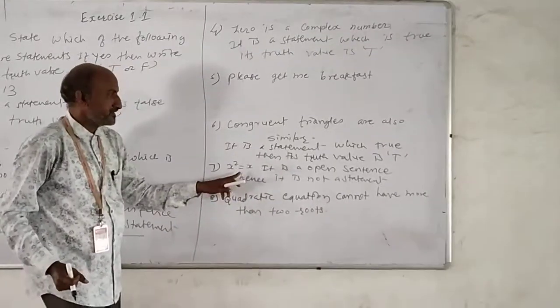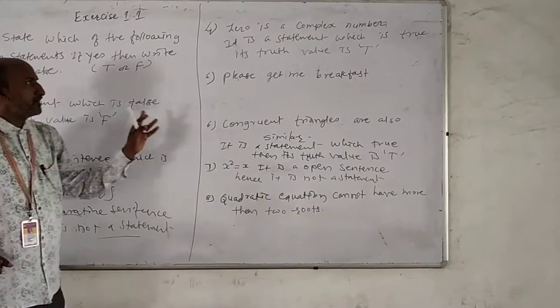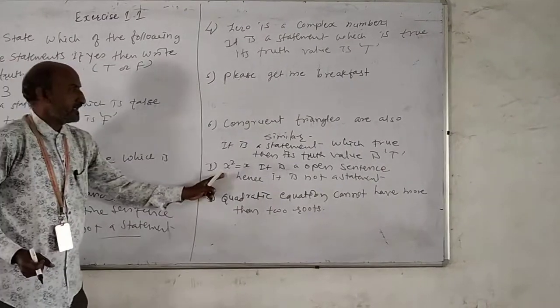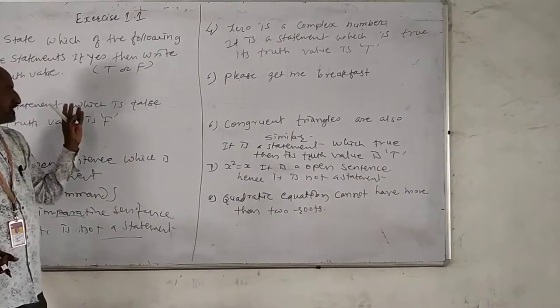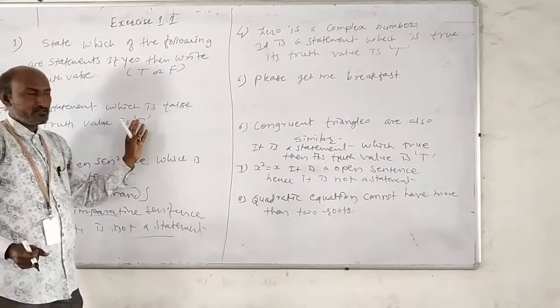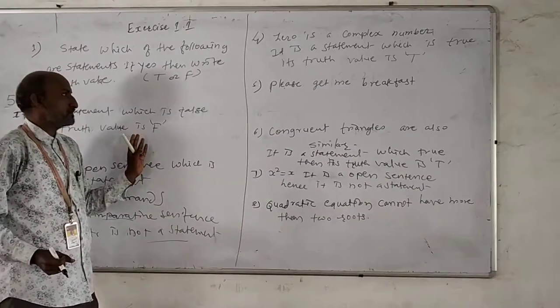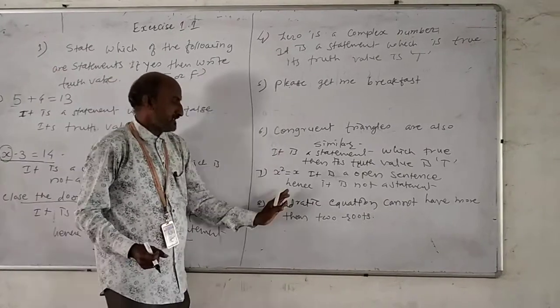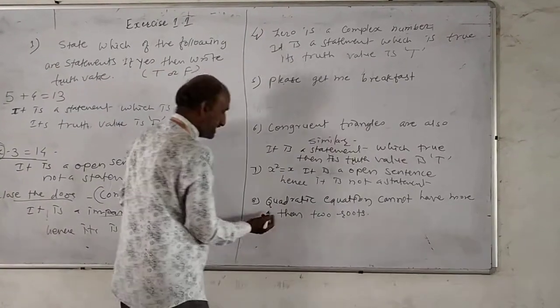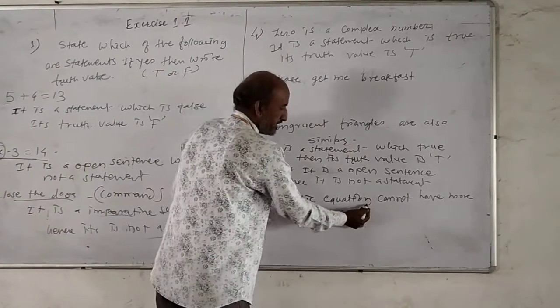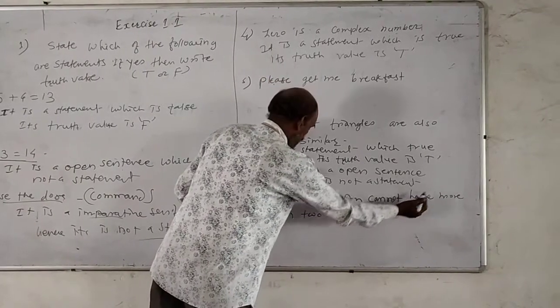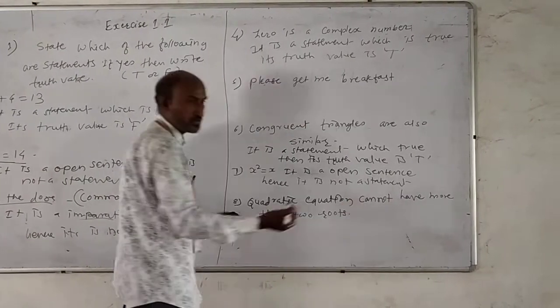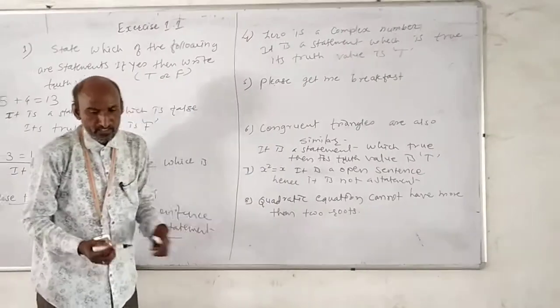Getting it or not? Try to understand; it is very simple. You have to understand what a statement is and what the types of sentences are. These types have to be understood, and then you can write the answer properly. The next example is: a quadratic equation cannot have more than 2 roots. You know quadratic equations.